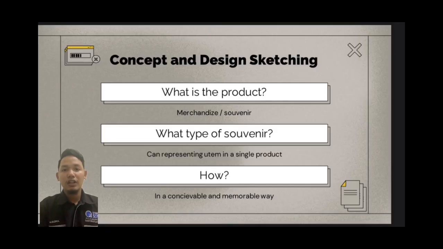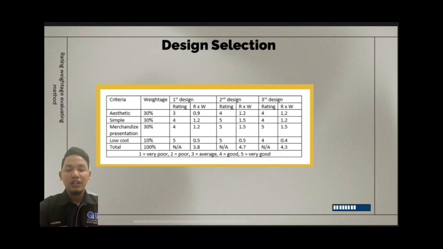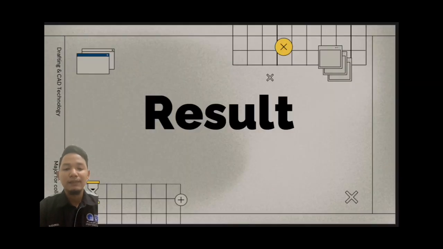Assalamualaikum, my name is Muhammad Izrul and I will continue to explain about our project. Moving to the next topic, which is concept and design sketches. We were requested to make a merchandise or souvenir which can represent the item in a single product in a conceivable and memorable way. So, we produced 3 different sketches with the same concept, and in order to choose one of the designs, we used the rating weighted evaluating method with 4 criteria. After we gave ratings to all the designs, it turned out the second design would be the final design.